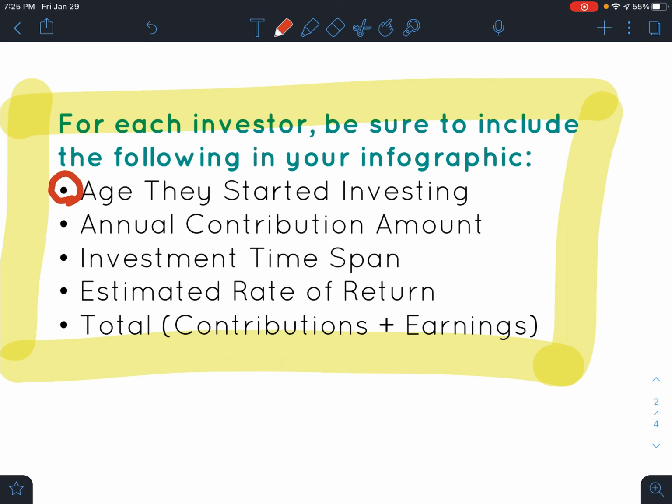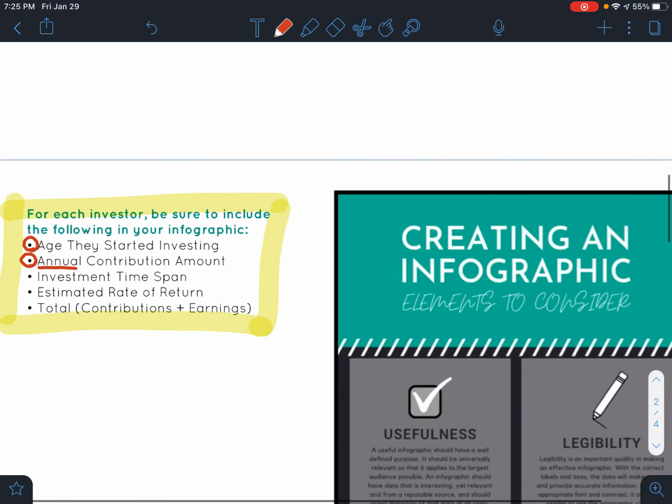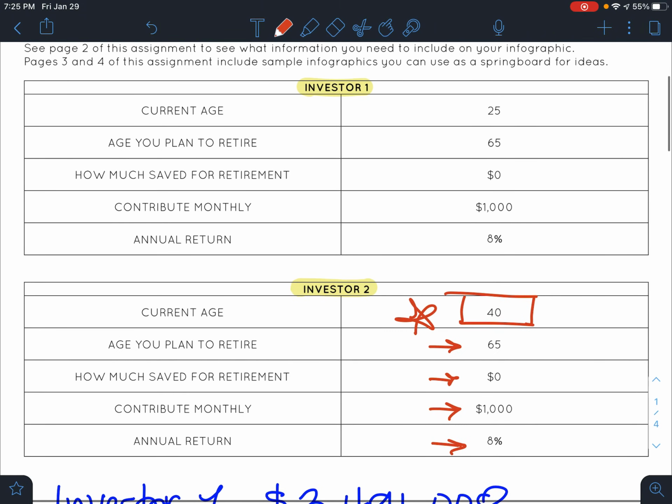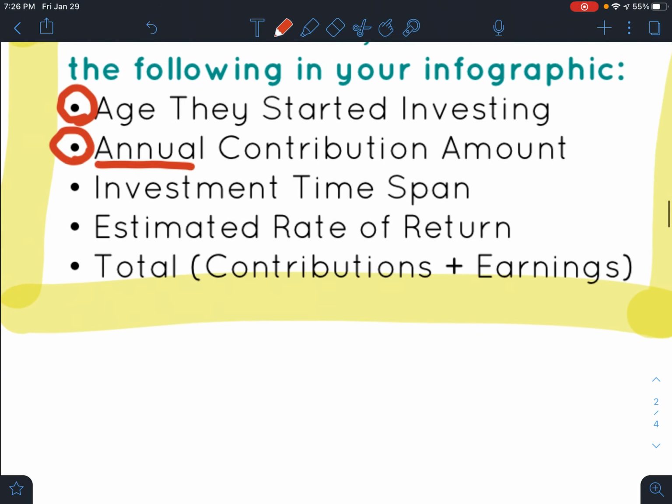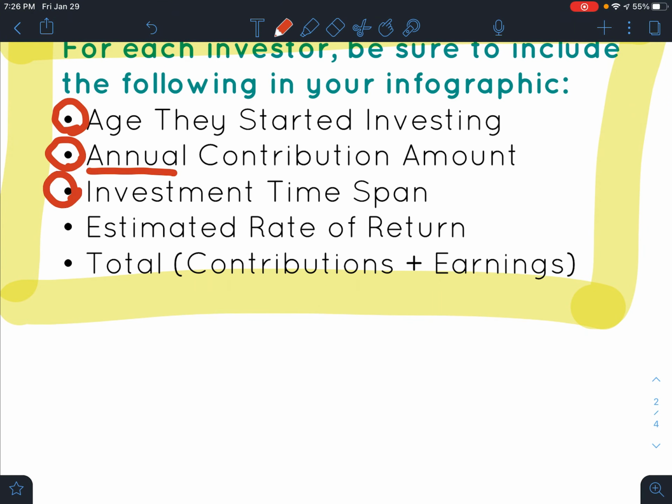So 1, the age they started investing. So Investor 1, that was 25 years old. Investor 2, that was 40 years old. Their annual contribution amount. Now right here I wrote annual, but in the table above, I gave you monthly. I honestly do not mind if you, on your infographic, write $1,000 a month, or if you multiply that by 12, that would be $12,000 a year. So you can decide for yourself if you want to write it, type it, or include it on your infographic as monthly or annually.